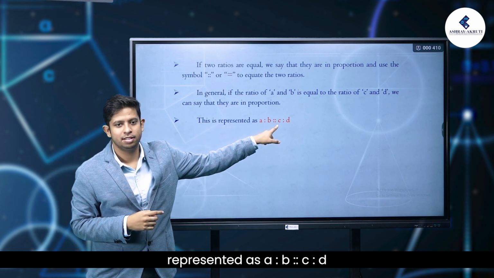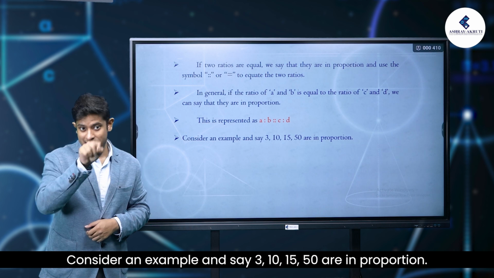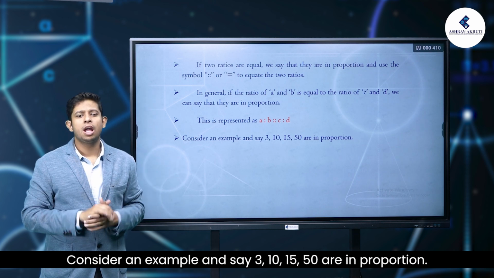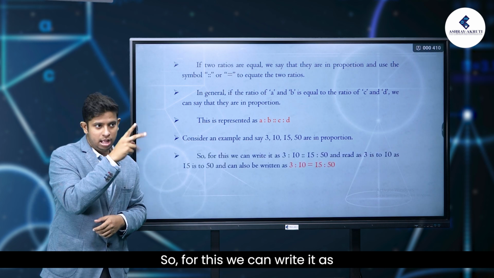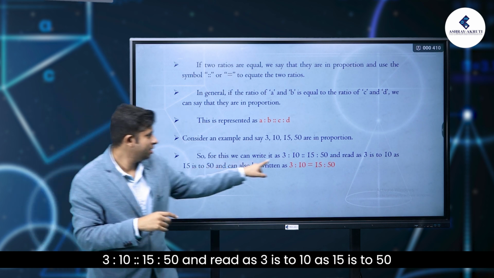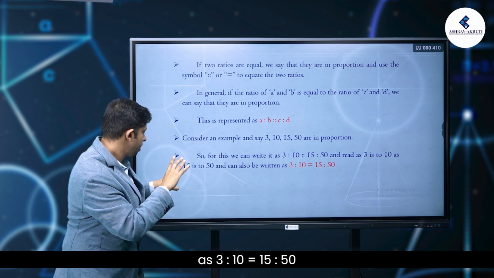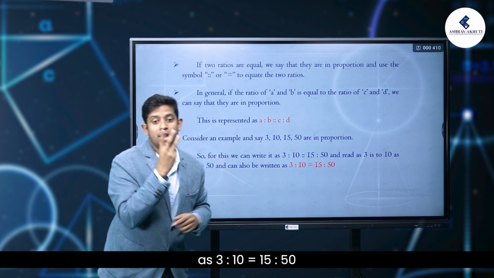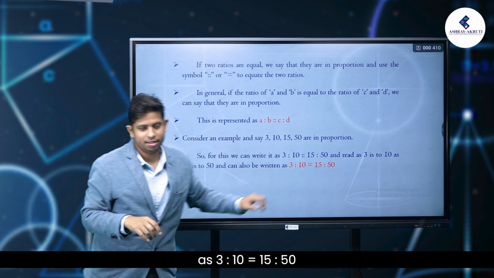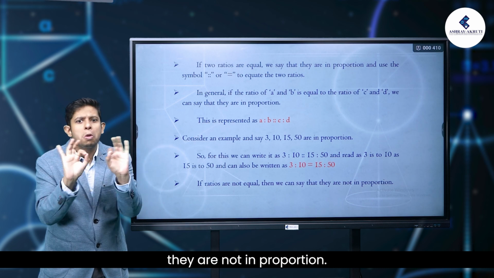This is represented as A is to B as C is to D. Consider an example and say 3, 10, 15, 50 are in proportion. So for this, we can write it as 3 is to 10 as 15 is to 50, and read as 3 is to 10 as 15 is to 50, and also can be written as 3 is to 10 equals 15 is to 50. If ratios are not equal, then we can say that they are not in proportion.